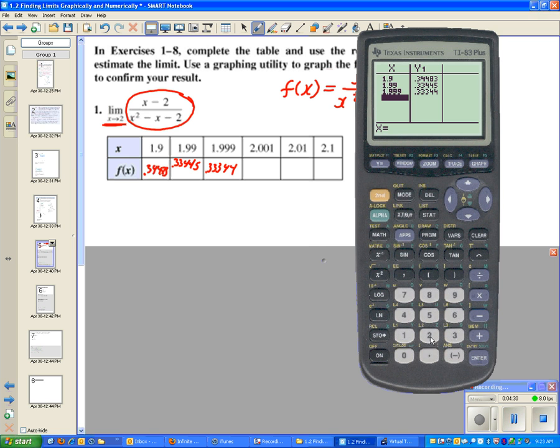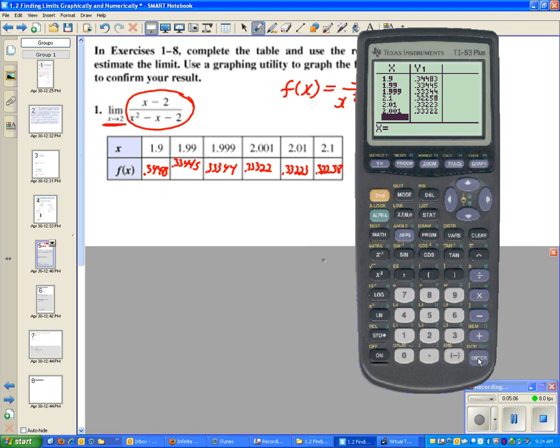So I'm going to go to 2.1 and get 0.32258, and then 2.01 and get 0.33223, and 2.001, 0.33322. Sure looks like we're going to 0.33333333, which is an approximation of 1/3.